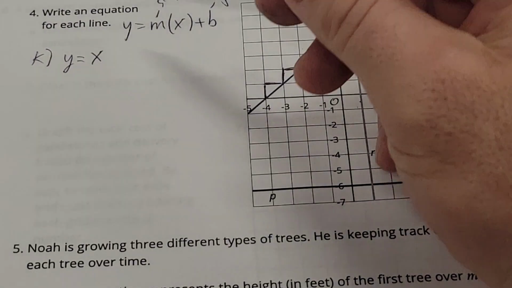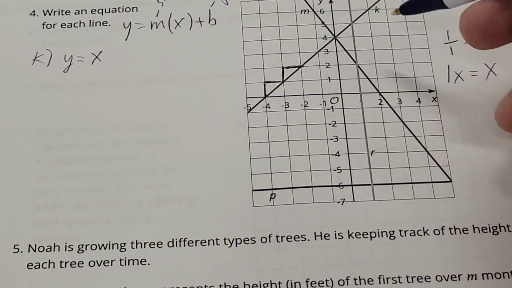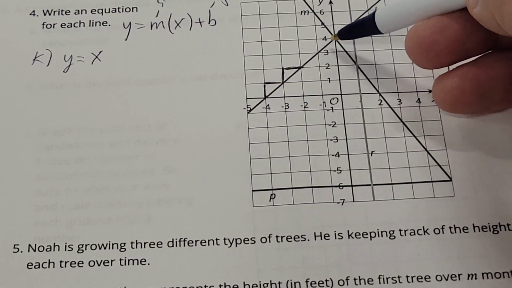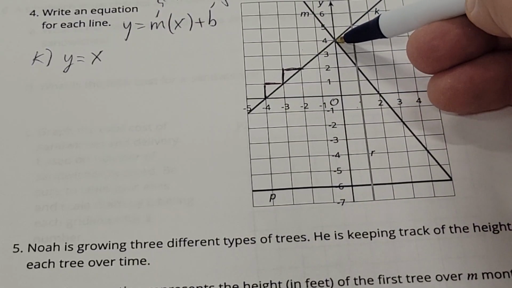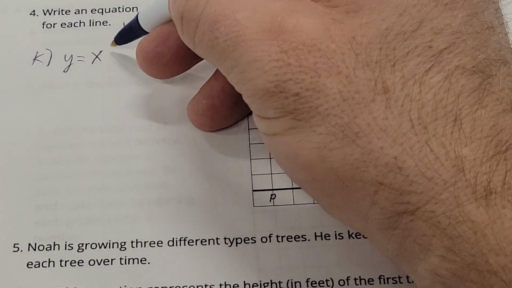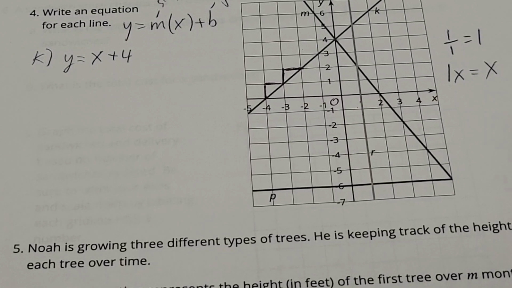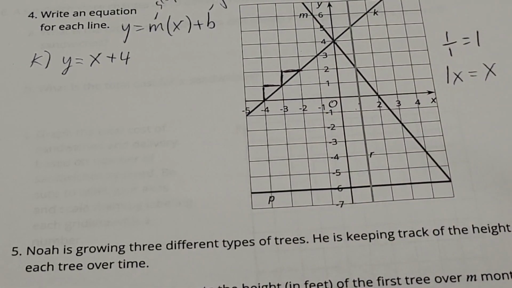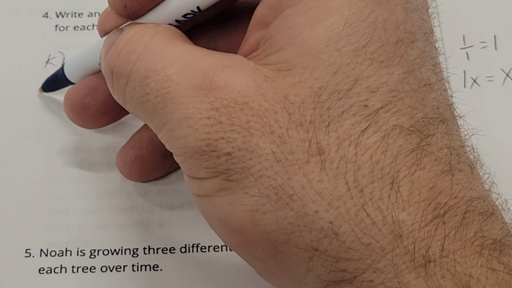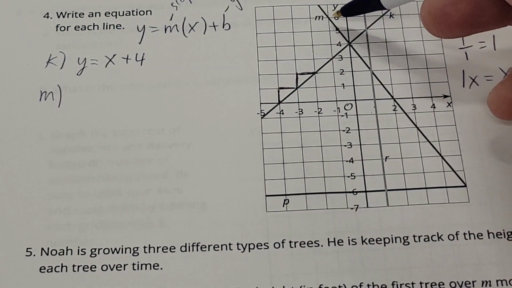Now, I'm not done yet. I need the y-intercept, so I see that this line K crosses y at 4. So, plus 4 for its y-intercept. And that one's done.